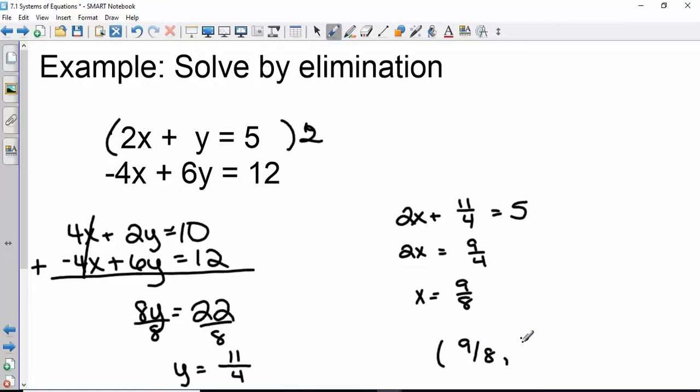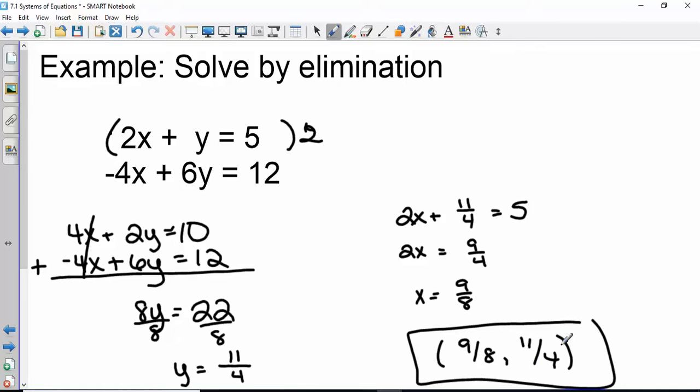So my answer is 9/8, 11/4. And if you wanted to check it, what do you do? Plug it into both equations and make sure it works. So all of these equations have been consistent. All of them gave us a solution. Are we doing okay so far?